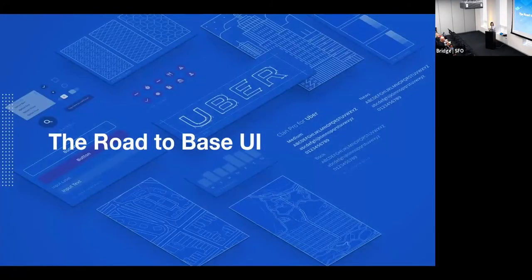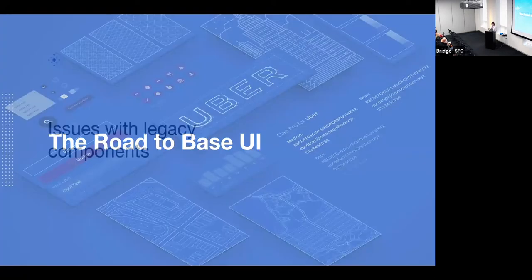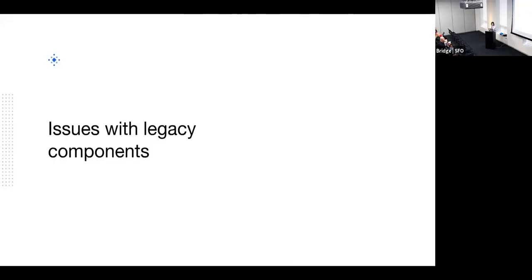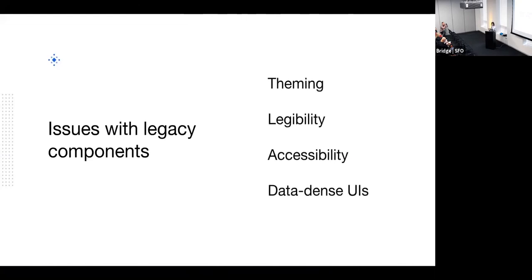Before we go into how we build our components, let's look at what didn't work with our previous component library, what issues we had with it, and why we decided to rethink the approach and create new components. Our old component library, we named it Superfine. It was originally created for marketing purposes, so theming, legibility, accessibility, and data-dense UIs weren't main goals for that library.